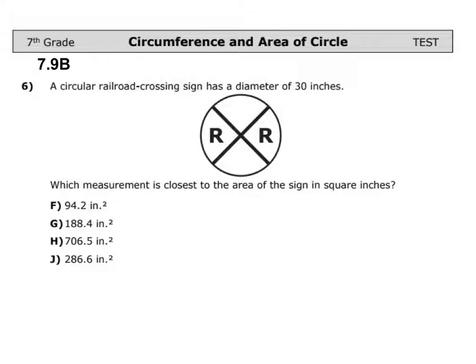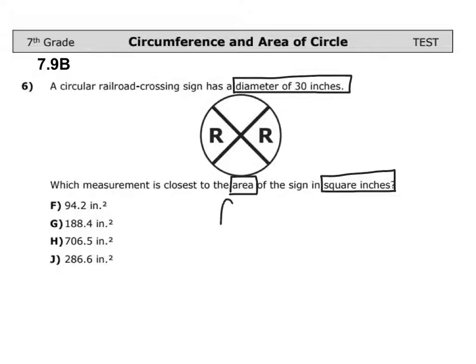So this is number 6, and it reads, a circular railroad crossing sign has a diameter of 30 inches. Which measurement is closest to the area of the sign in square inches? In this case, they gave us diameter, and diameter is 30 inches. What we're looking for is area, and it did say that, so those are my keywords. Another keyword, if they don't mention area, would be square inches. So basically we are looking for area.